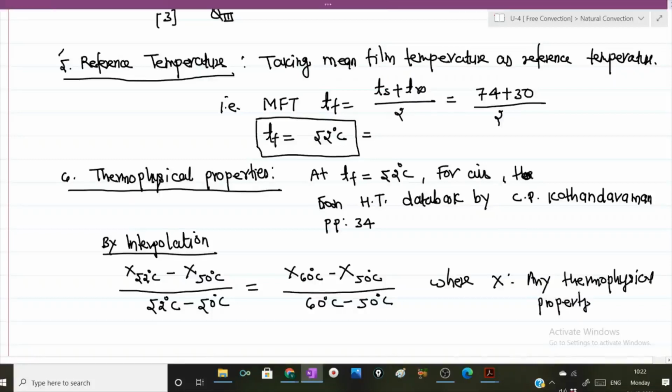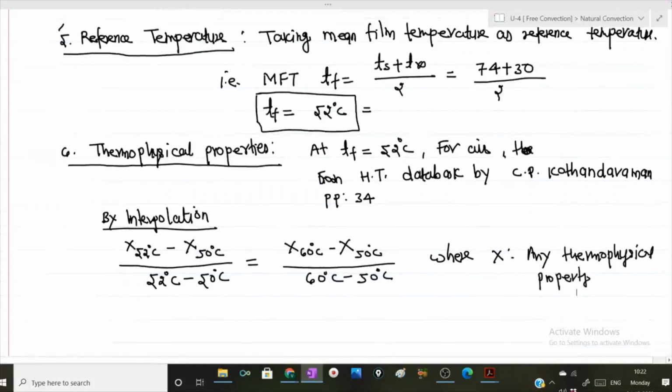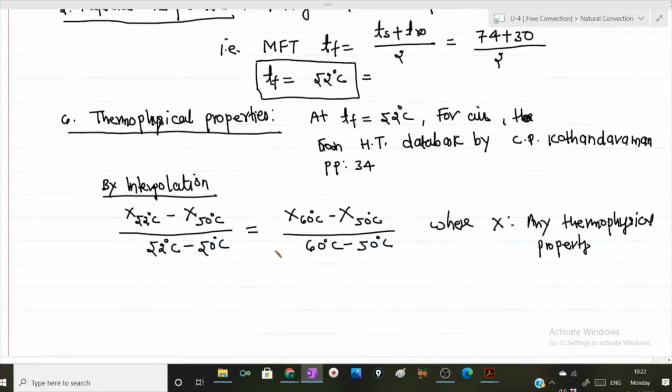Now you have to feed this formula into your calculator. Now how to feed? I tell you. In order to calculate the unknown property at 52 degrees Celsius, you can set this formula in this fashion. Let's say I am taking X50 as A property and X60 as B property, and this difference will be 2 degrees Celsius, this difference will be 10 degrees Celsius, 10 divided by 2 will be 5.